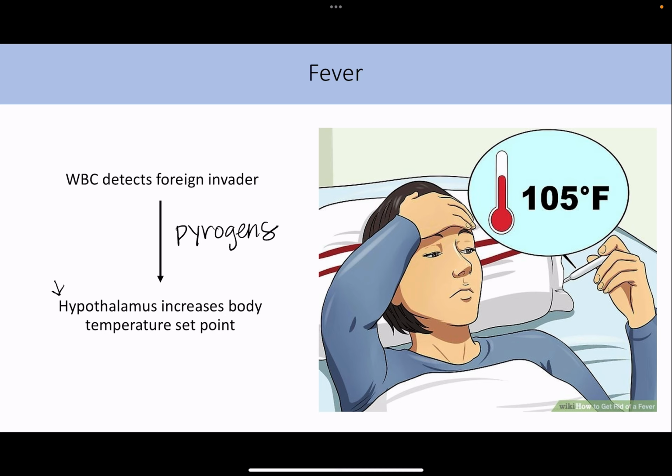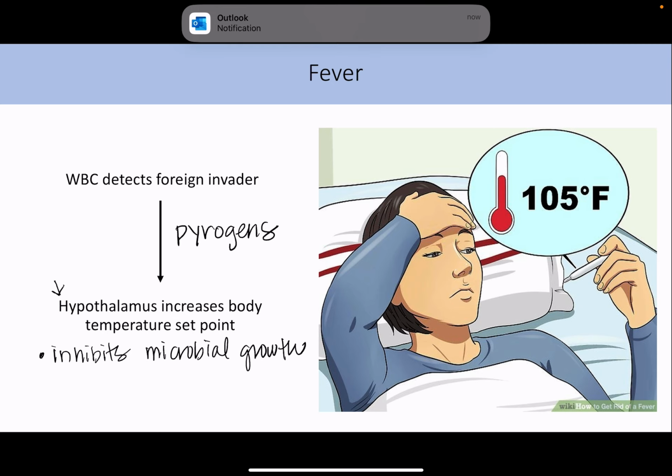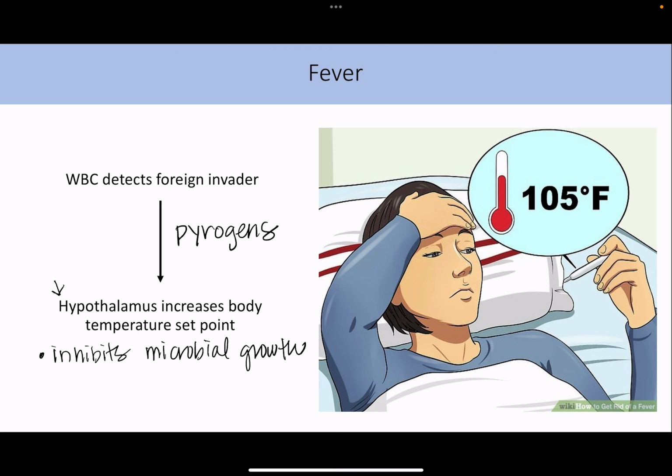Okay? And what a higher core temperature does when you're sick is inhibit microbial growth. So it can inhibit the growth of bacteria and certain viruses, which is why you get a fever when you get infected. So the white blood cells tell the hypothalamus to increase the temperature, because lots of different bacteria and certain viruses don't like to live and can't live in high temperatures. And so this slows down their growth by exposing them to high temperatures.